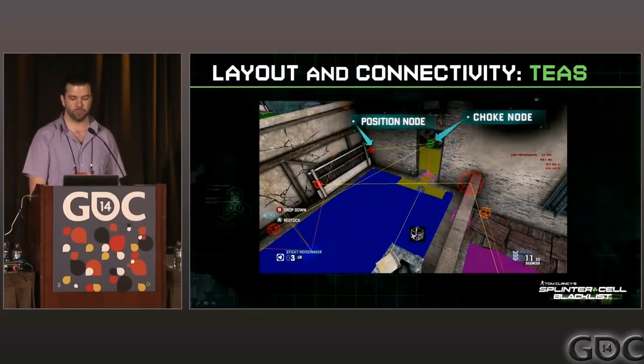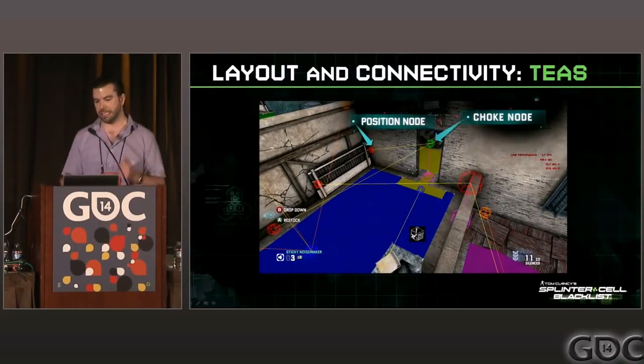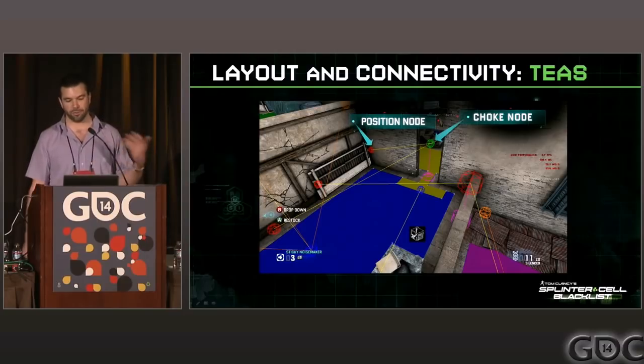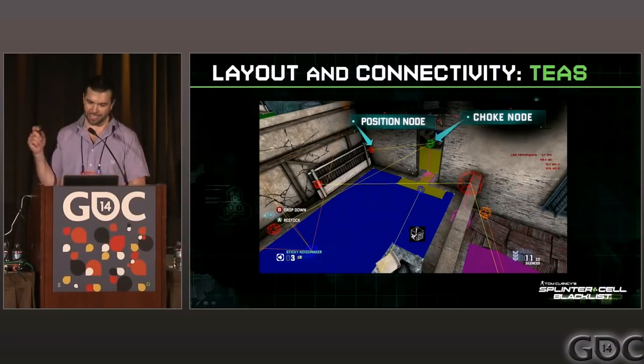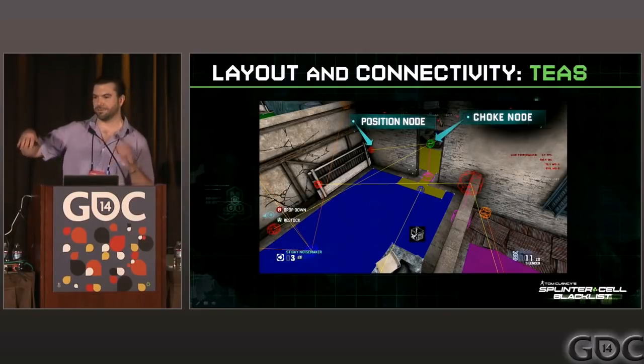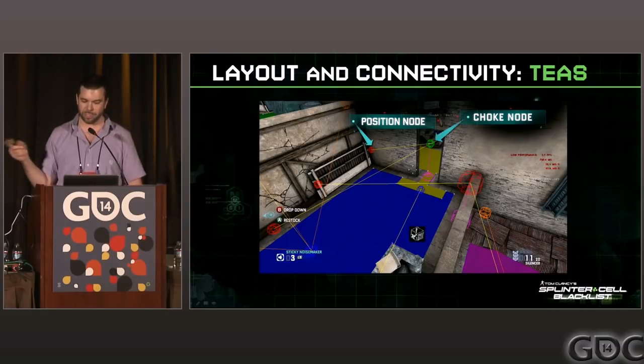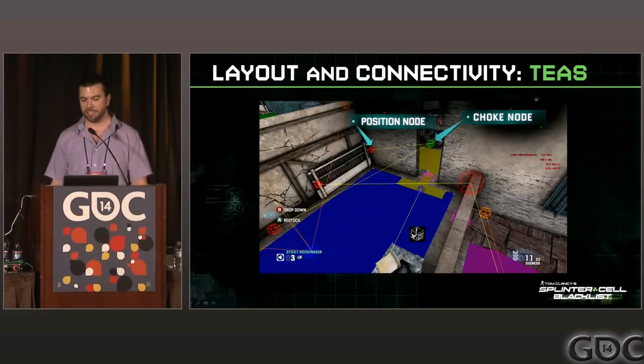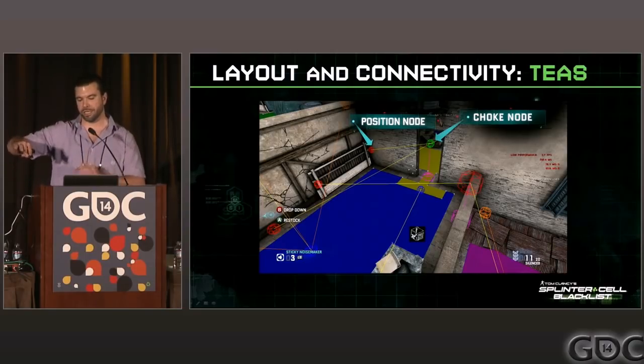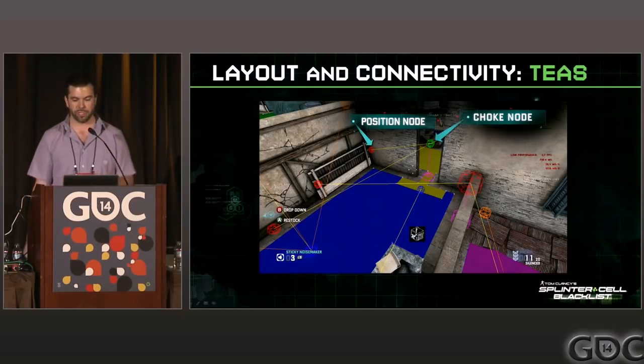So on Conviction, we developed a solution to this that we call the TEAS. It's a new AI model of the environment for us. TEAS stands for Tactical Environment Awareness System. What this consists of is essentially position nodes that are linked to other position nodes through choke nodes. You can see that red position node that I've marked out, and it's above that blue area. What it says is that blue area is connected to that yellow area. You can't see the position node for that because it's inside the room, through that green choke node, which represents the door. And so now NPCs have a lot more info about the environment.